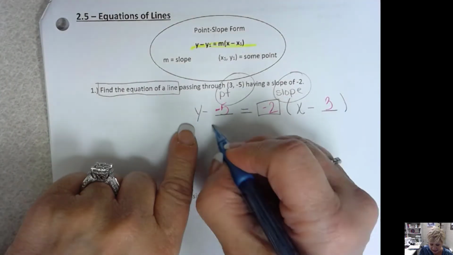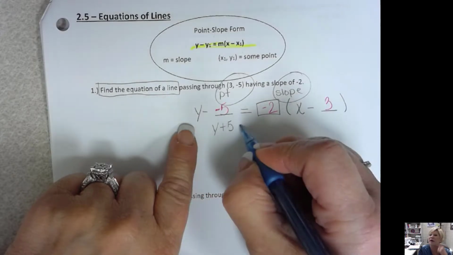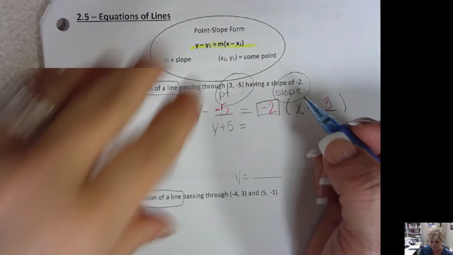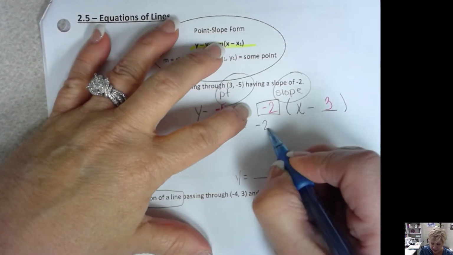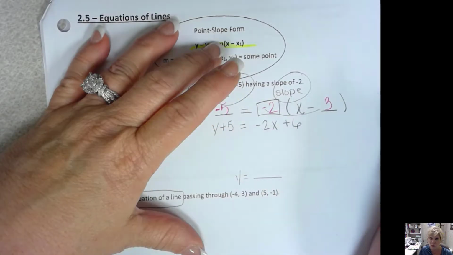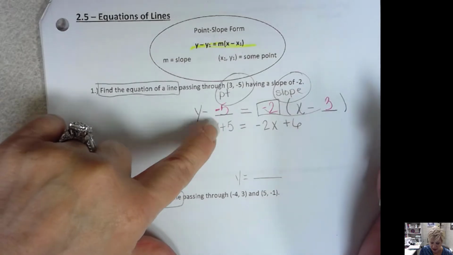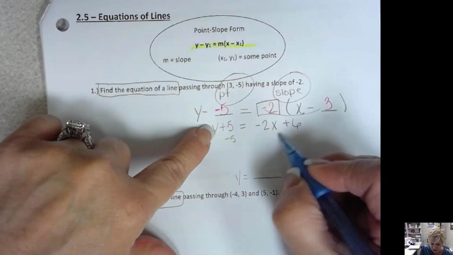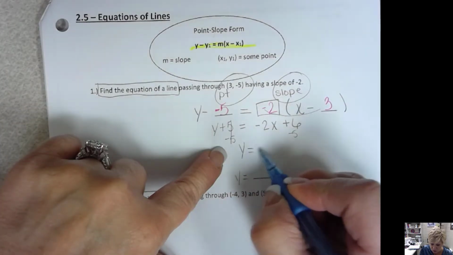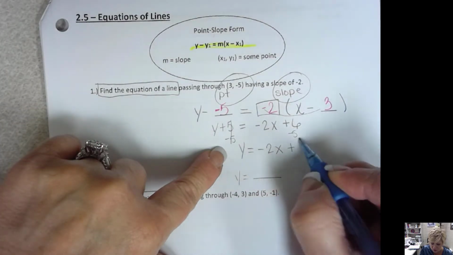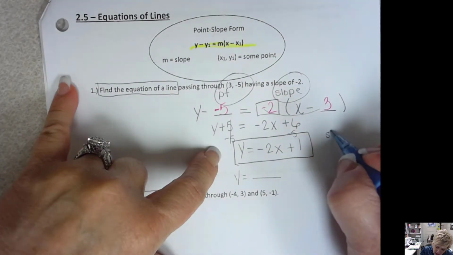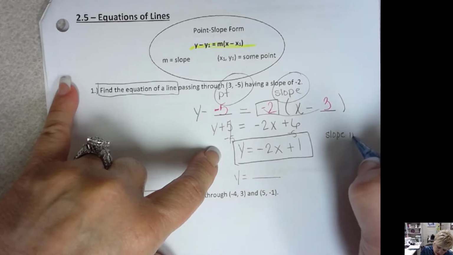Y minus a negative. And a lot of y'all need to be really careful because y'all rush through this and just don't clean it up correctly. -2x, and then -2 times -3 is a +6. So we're almost there. To get y by itself, subtract 5 from both sides. And you end up with y equal -2x plus 1. And that is your equation of the line in slope-intercept form.